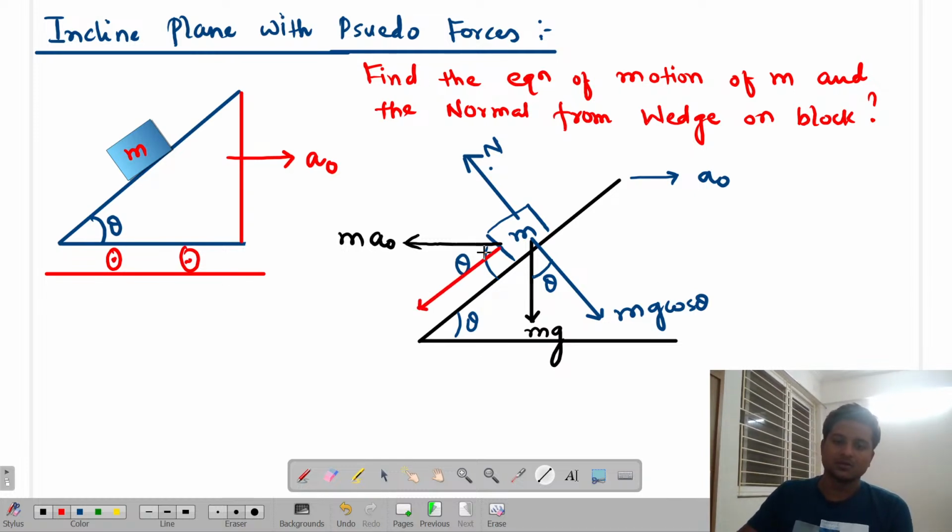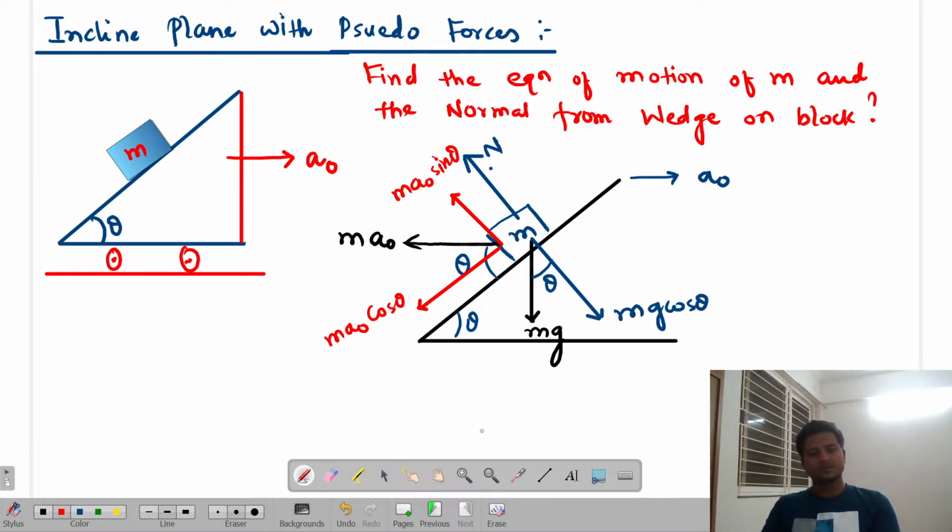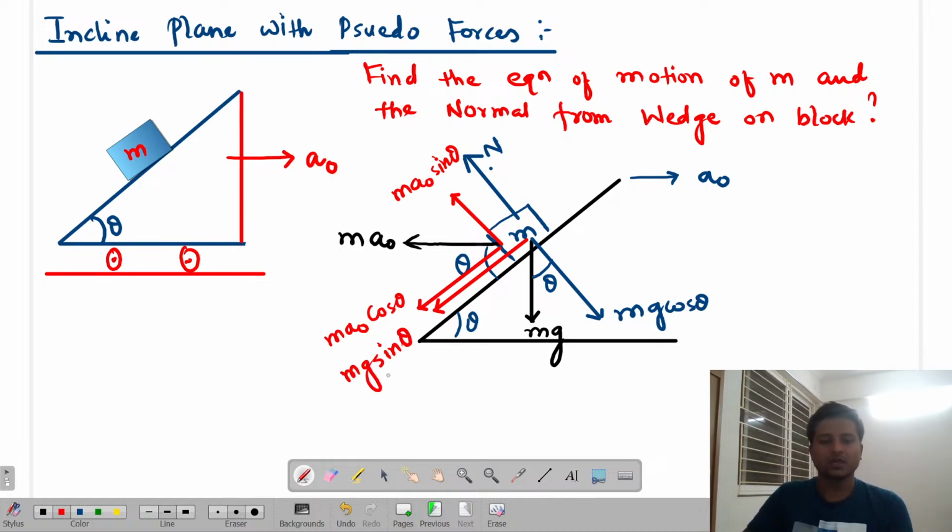Yes. So this is m a naught cos theta, while this is m a naught sin theta. Are you able to get me or not? So now mg will have one more component. We forgot one more component of mg. That will be how much? mg sin theta. Yes, two perpendicular components, isn't it?